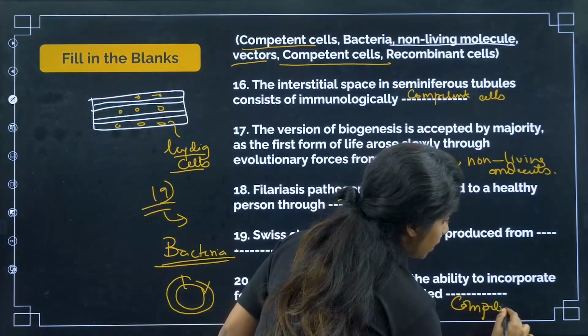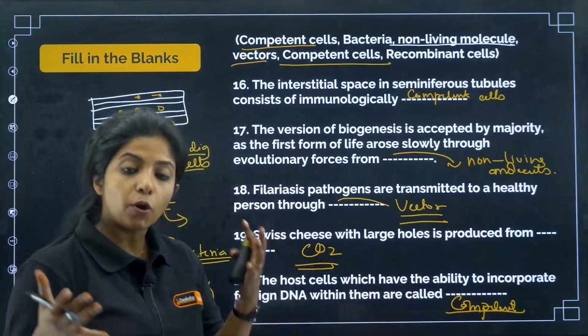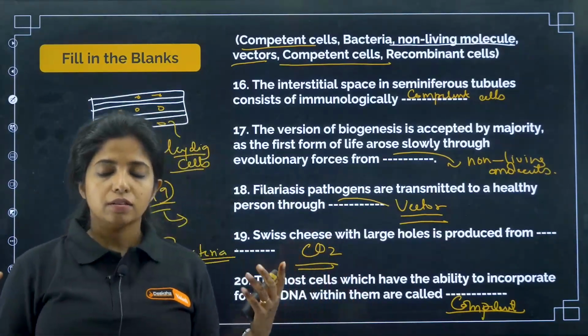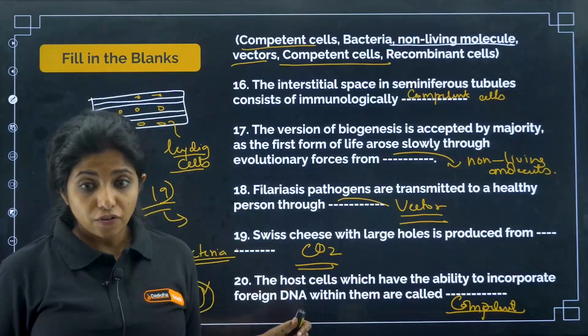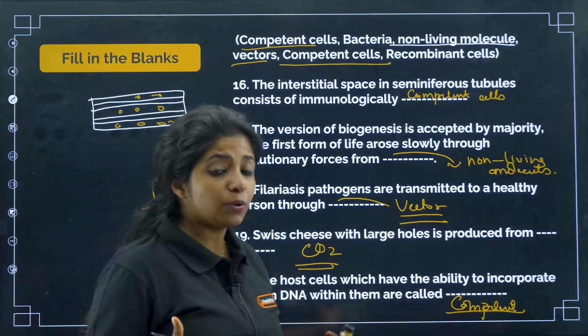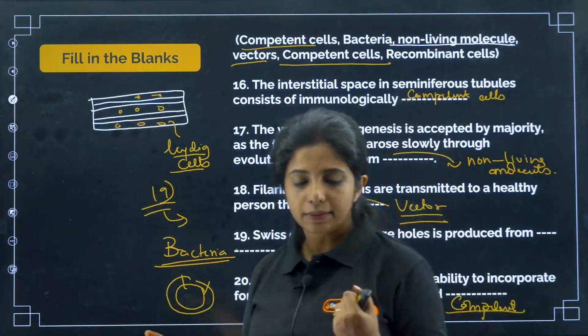It is not recombinant. Recombinant means it has already taken up the foreign DNA. That means it has a new combination of DNA. That is why it is known as a recombinant cell. As of now I am saying it has the ability to incorporate, so the cells which have the ability to incorporate, I will call a competent cell.